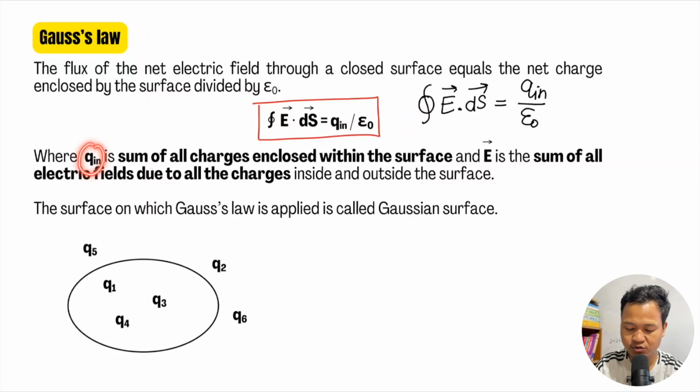So q in is the sum of all the charges enclosed within the surface. E is the sum of all the electric fields due to all the charges. The electric field due to a charge outside also passes through the surface, so its flux is zero. The electric field due to that small charge also passes through the surface. So the electric field is due to all the charges, inside and outside, considered.